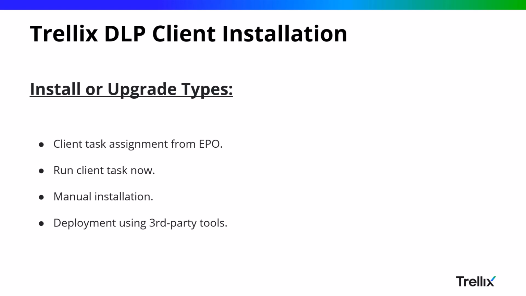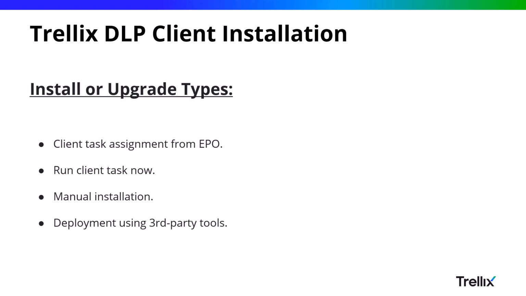The next one is Run Client Task Now. Instead of assigning the client task to client systems, the task can be pushed to the systems within the System Tree tab using this method. The task will be assigned to the client systems immediately and it will get executed on the client machines without waiting for the regular agent-server communication interval.